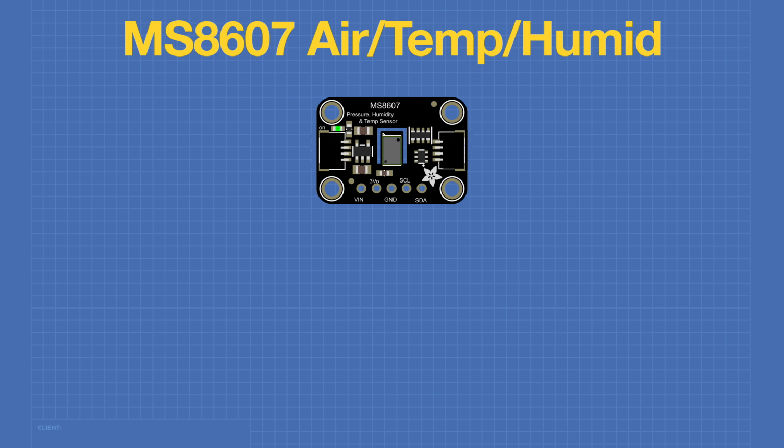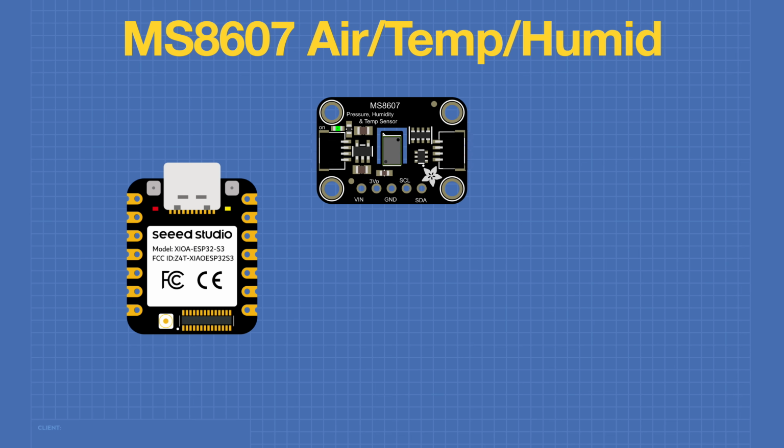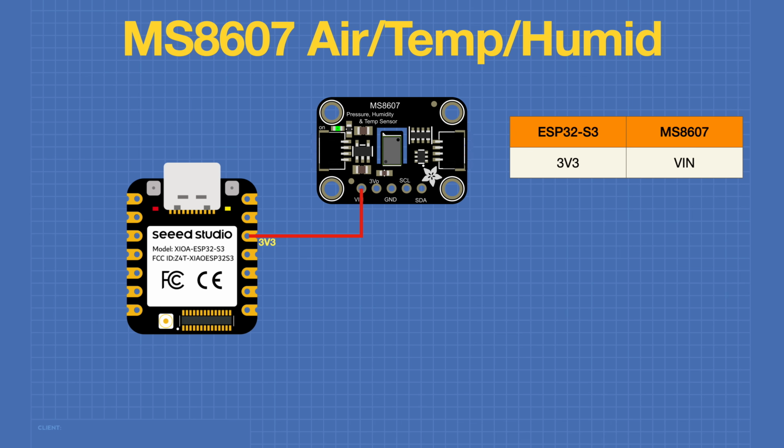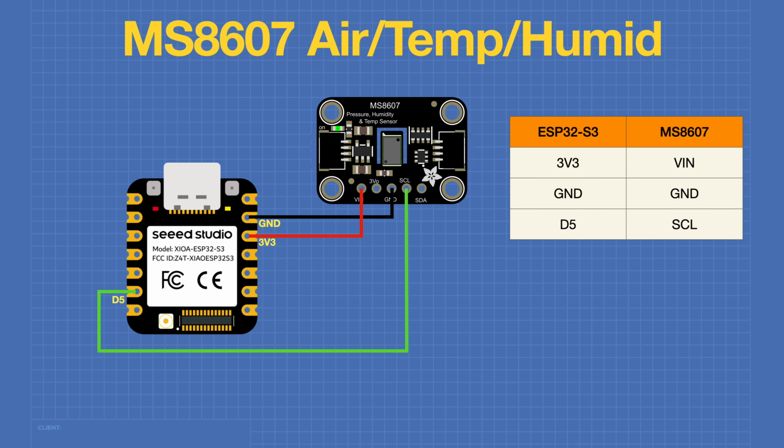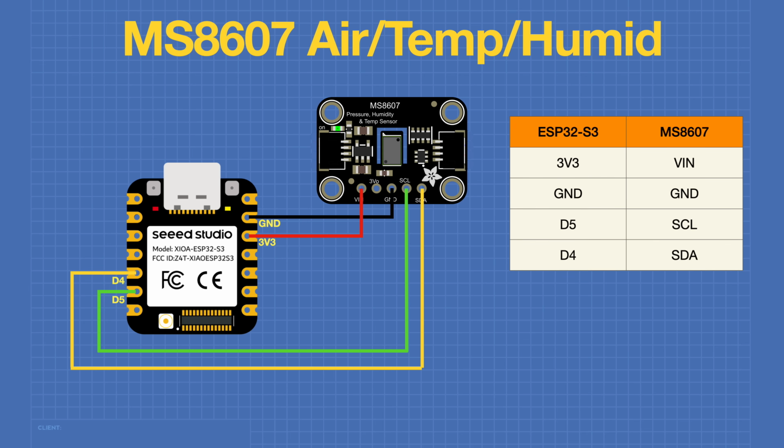We're going to be testing out our MS8607 with an Arduino Xiao ESP32S3 board, but you could use pretty well any microcontroller for this. We'll connect the Xiao's 3.3 volt output to the V-in pin on the MS8607. The Xiao's ground will be connected to the sensor's ground. Pin D5 on the Arduino Xiao will be connected to the SCL pin on the MS8607, and we'll connect pin D4 to the SDA pin on the sensor. And this completes our wiring.